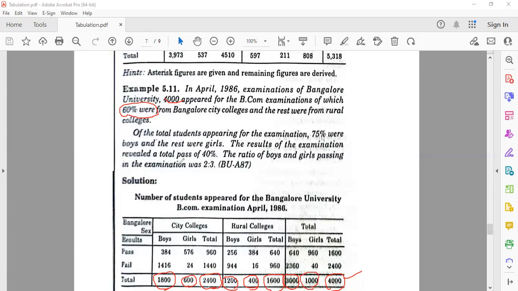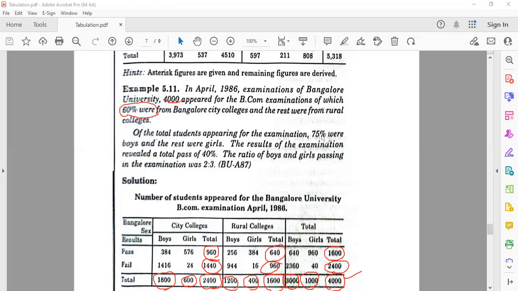The results of the examination reveal a total pass of 40%. So out of 2400, 40% if you take, it comes to 960. Similarly, 1600, 40% is 640. Similarly, 4000, 40% is 1600. Now, this particular thing, if you subtract, you will be getting here 1440. For the rural college, it is 960. So 1440 plus 960 is 2400. That is how you get it.